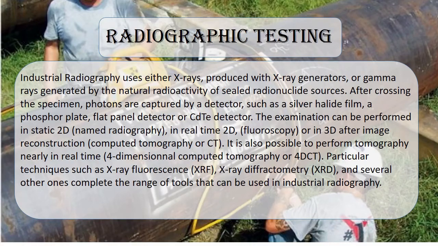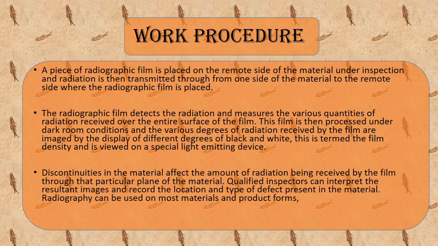The examination can be performed in static 2D, in real-time 2D fluoroscopy, or in 3D after image reconstruction, computed tomography or CT. It is also possible to perform tomography nearly in real time, 4-dimensional computed tomography or 4D CT. Particular techniques such as X-ray fluorescence XRF, X-ray diffractometry XRD, and several other ones complete the range of tools that can be used in industrial radiography.